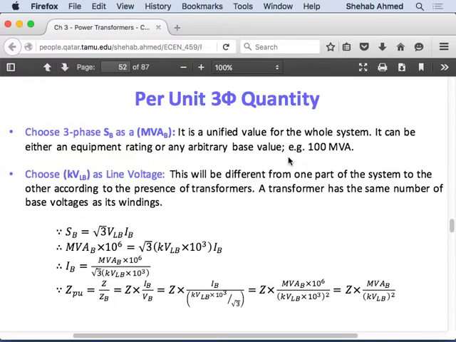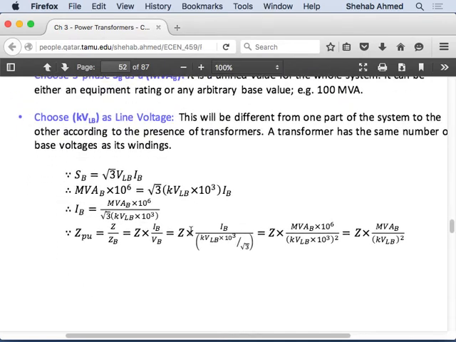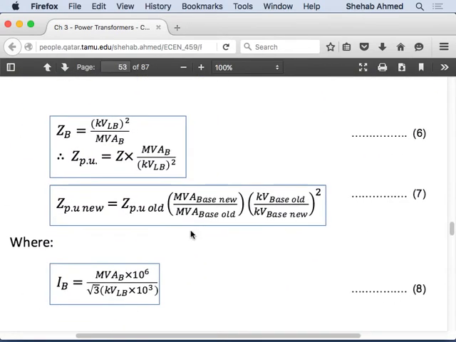The equations for base quantities are what you've seen before. S base is equal to square root of 3 V line-to-line base multiplied by the base current, right? So power base is square root of 3 V times I. If you're given power in megavolt ampere and voltage in kilovolt, you just substitute in this equation. Again, you will be given power base and told to use a certain voltage base in a certain zone, and then you will have to calculate the current base and impedance base in the different zones. Same process for three-phase. The equations are there to help you go through this.